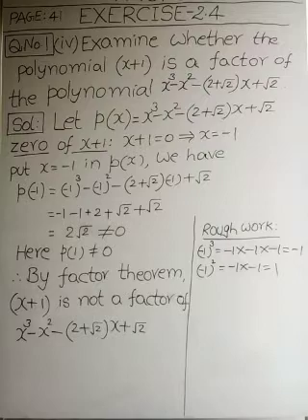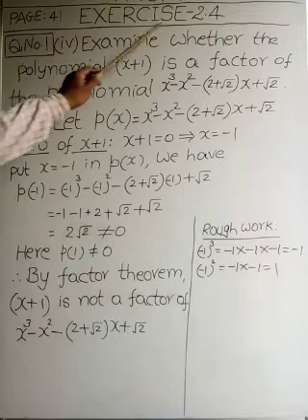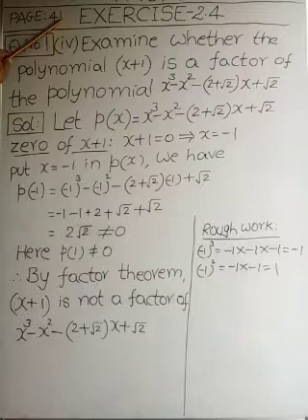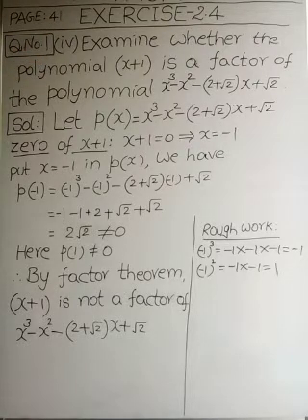Now come to the sums in exercise 2.4, page number 41. In the first Roman, there are four parts. I am explaining the fourth part. You try the remaining first three parts. First Roman, fourth part. I am explaining here.